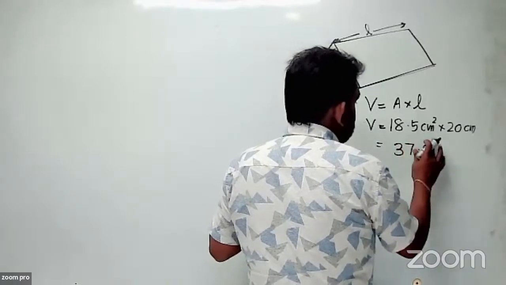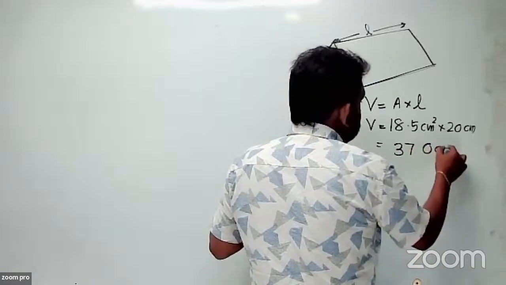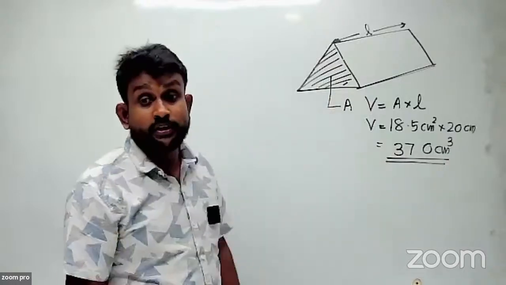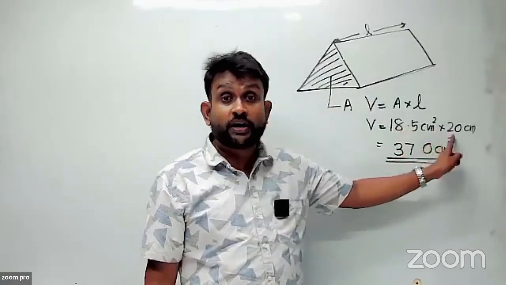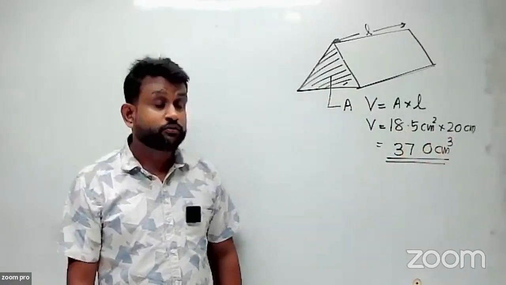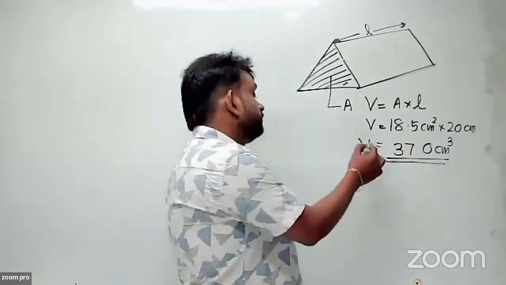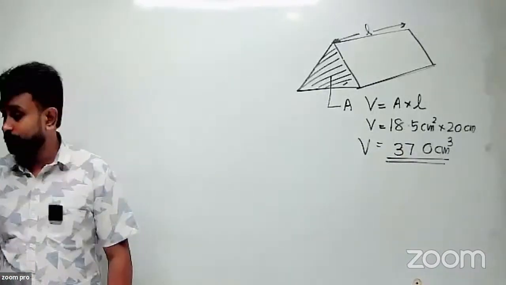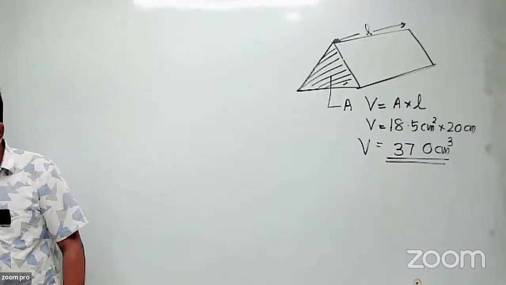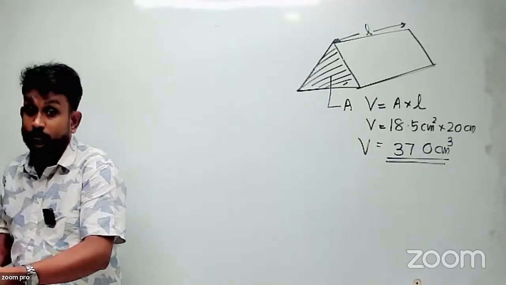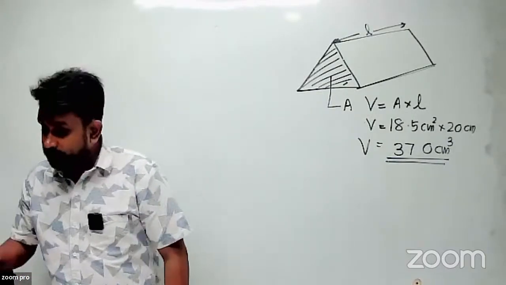Right, 18.5 into 20 means 370 cubic centimeters. Just multiply 18.5 by 20, then it gives you 370 cubic centimeters. That's the volume. Okay, right, just area multiplied by the length.